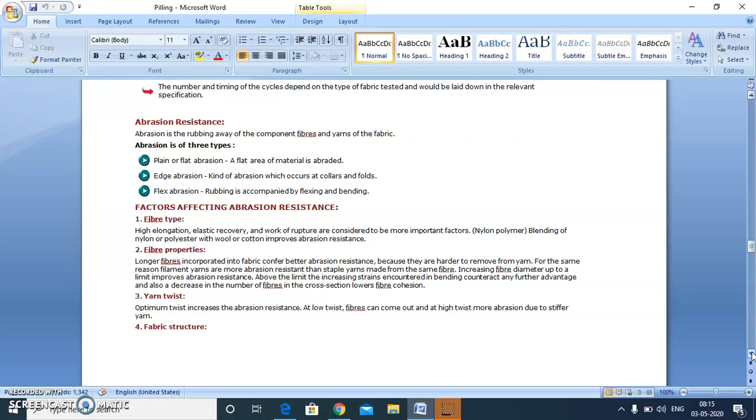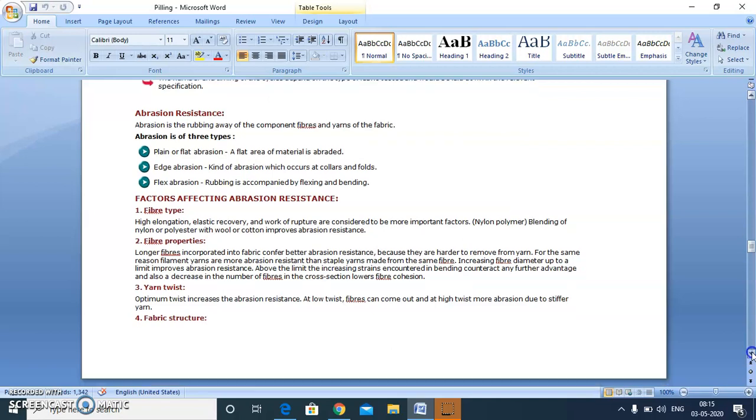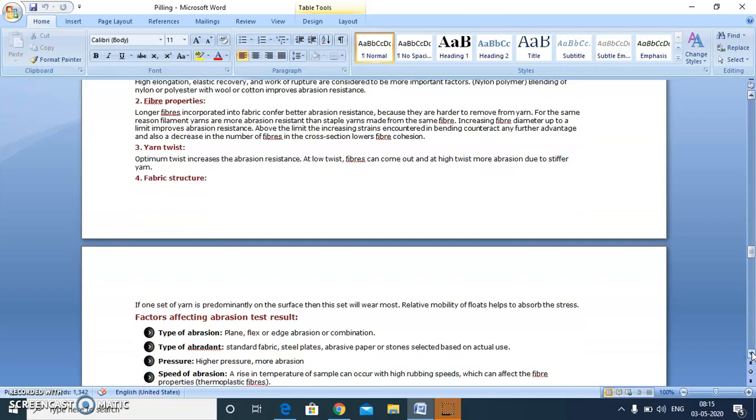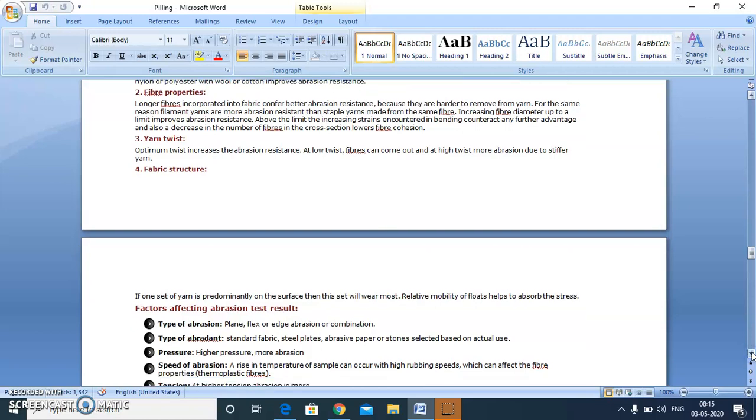Similarly, yarn twist also, up to optimum amount, will increase the abrasion resistance of the fabric, and after that fiber breakage will occur and more hairiness will be there. So abrasion resistance will reduce. Fabric structure also affects in similar manner. Up to optimum set, abrasion resistance will be higher. Moreover, the looser weaves can also give sometimes better abrasion resistance because of the relative mobility of the float, which absorbs the stress.